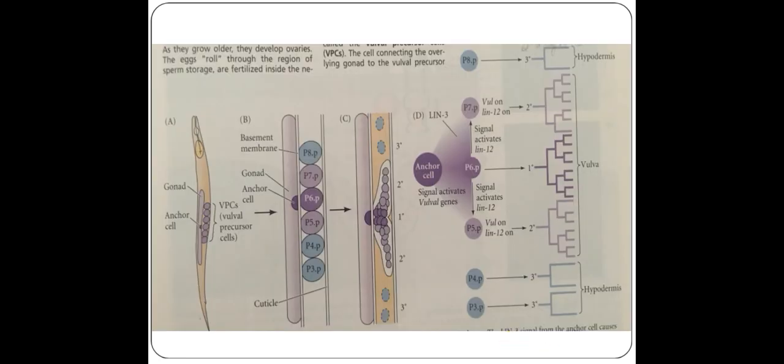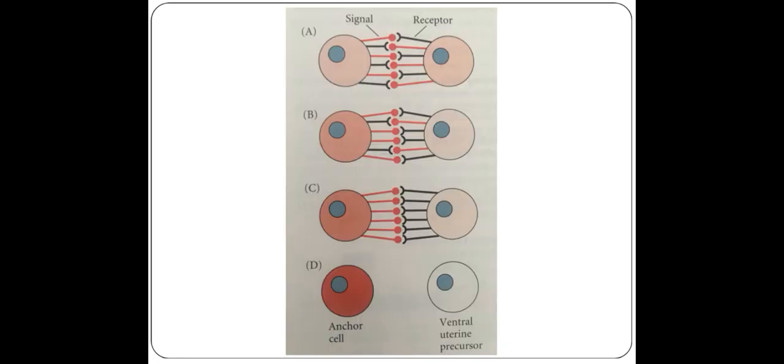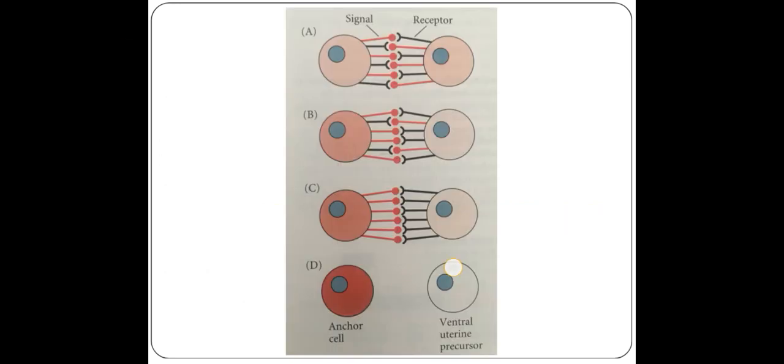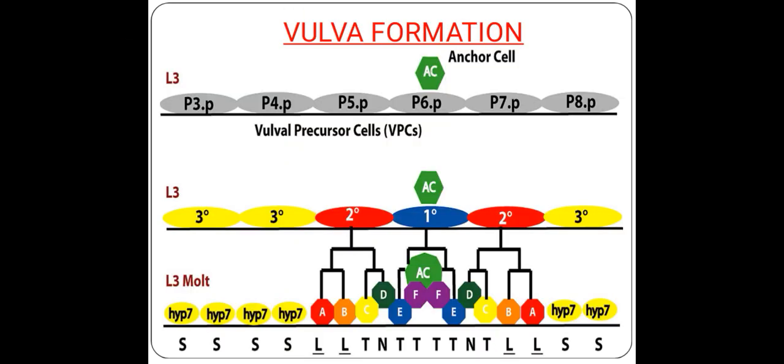Gastrulation, signal receptor, Wenger cell, ventral uterine precursor, vulval formation, vulval precursor cells or VPCs.